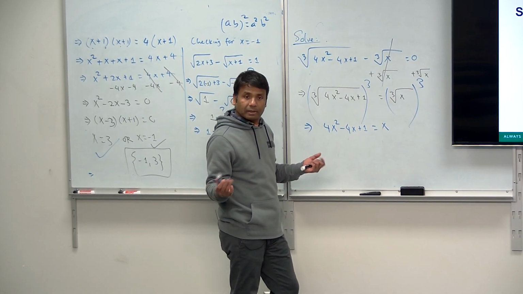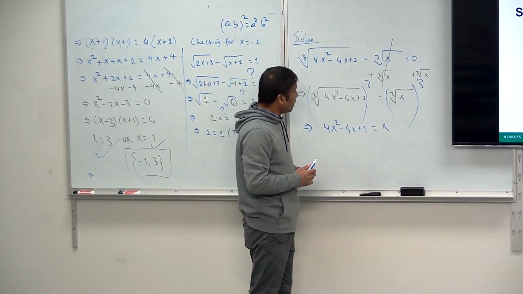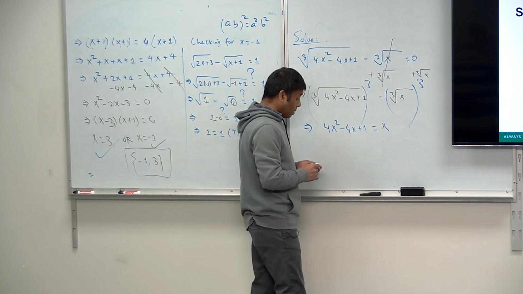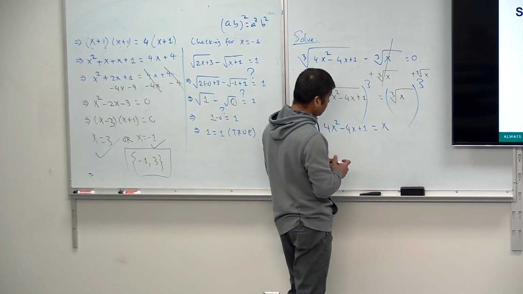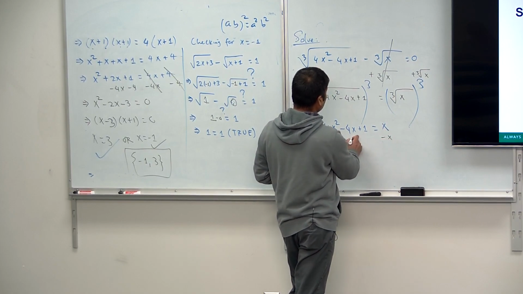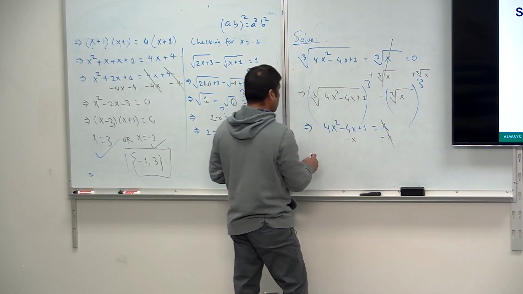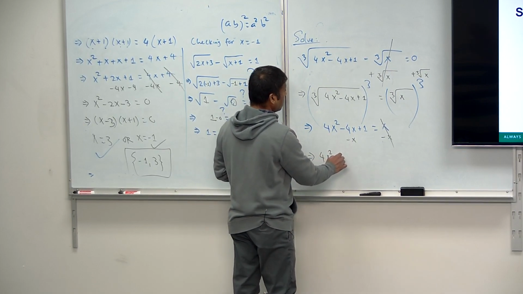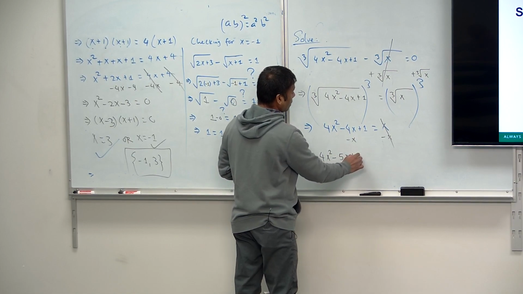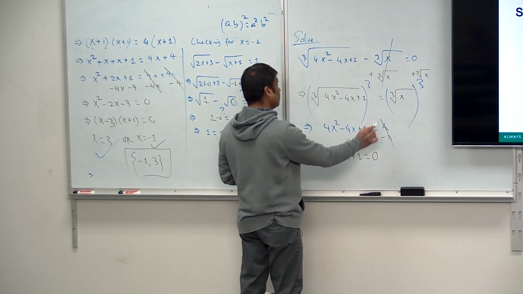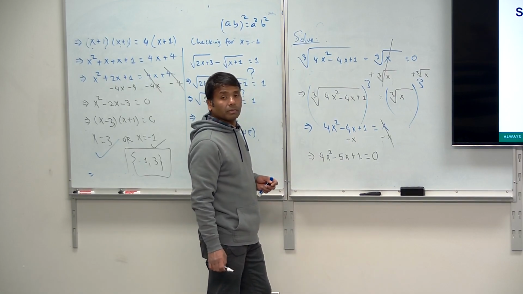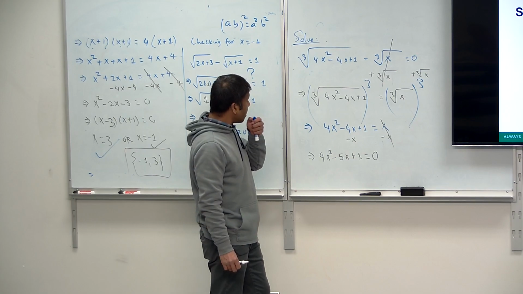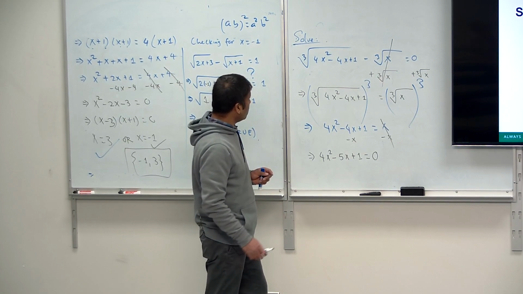You got it, right? So now this is a quadratic equation, right? But let me write it down in standard form, okay? So how do you do that? You subtract x from both sides. You cross them out. So that will be 4x squared minus 5x plus 1 equal to 0. Right? 4x squared minus 5x plus 1 equal to 0.